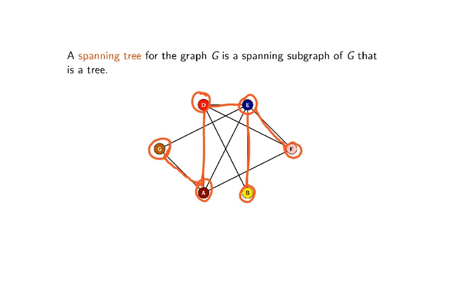How did I find this tree? Well, you saw that I was doing it more or less randomly, just having in mind that it has to be a tree and has to span all the vertices. But imagine that when you have many vertices here, it may be complicated to find a spanning tree. And there are many algorithms that are going to allow us to actually find a spanning tree.